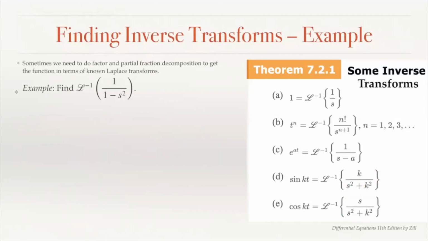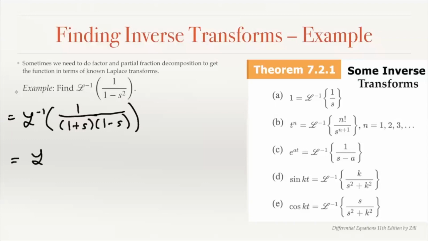Now, sometimes we need to do partial fraction decomposition to break it up. I'll illustrate this 2 ways. First, with partial fraction decomposition, if we don't want to deal with hyperbolic sines and cosines. So if we factor this, that is 1 plus s times 1 minus s.